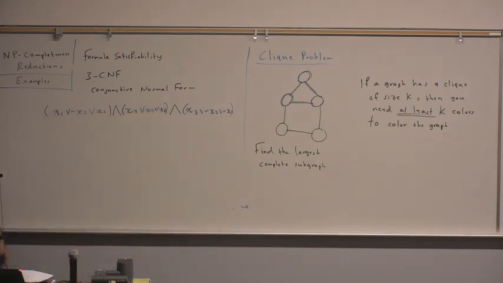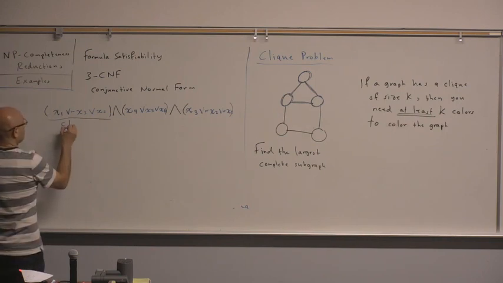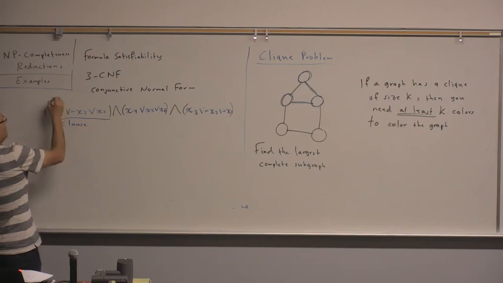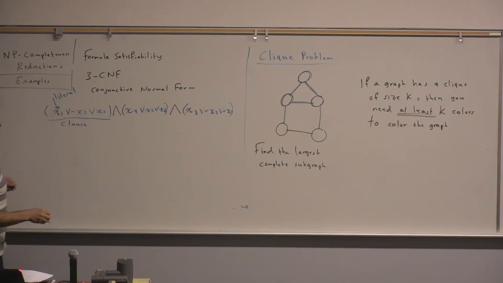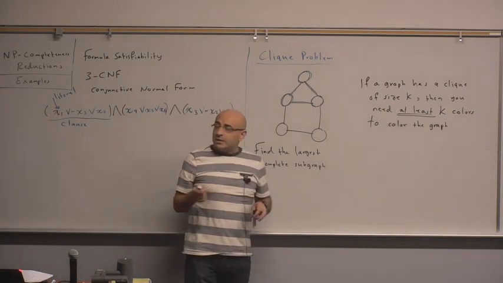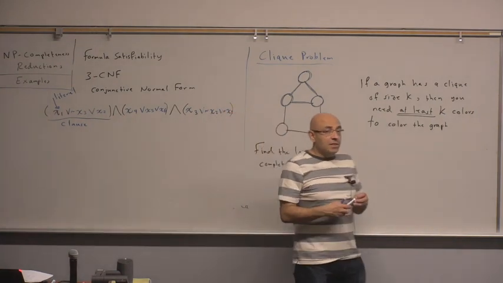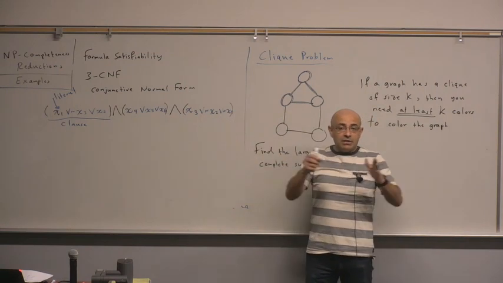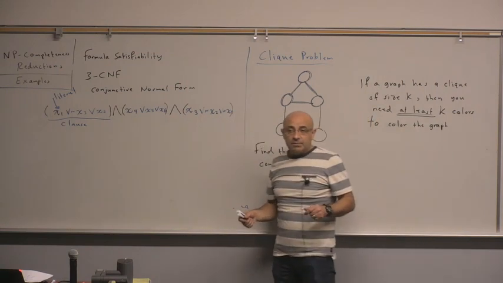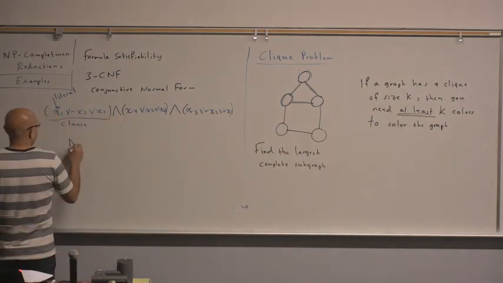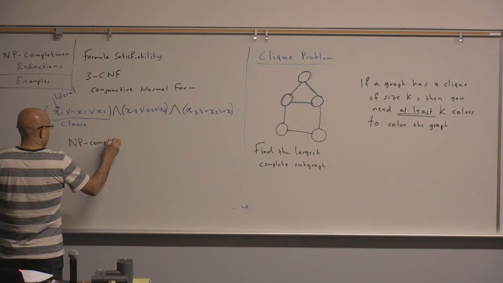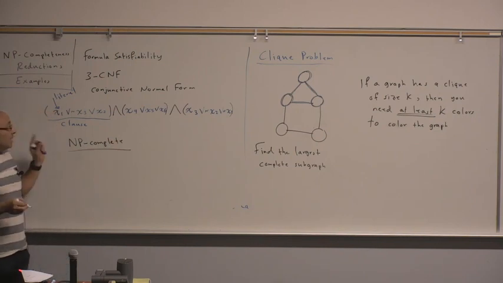So this is what we call the 3 conjunctive normal form, where this is called a clause, and each one of these is called a literal. So each clause consists of 3 literals related by the or operator. Now, why is this interesting? It's interesting because even though this is a special case of the general formula satisfiability problem, this is still NP-complete.